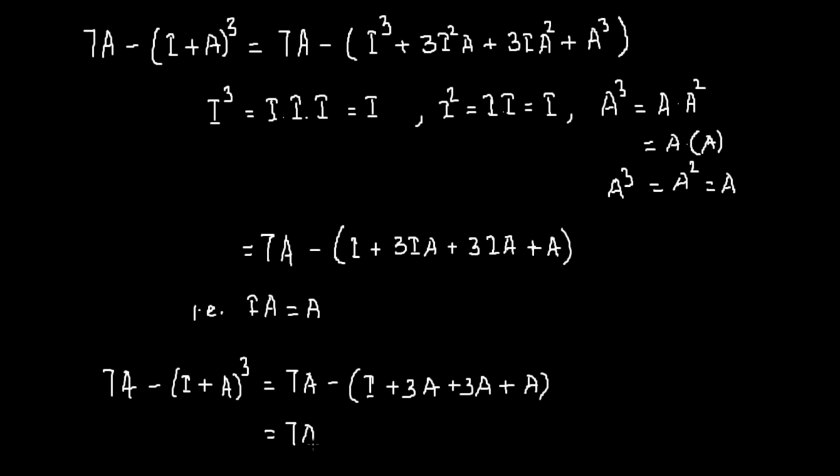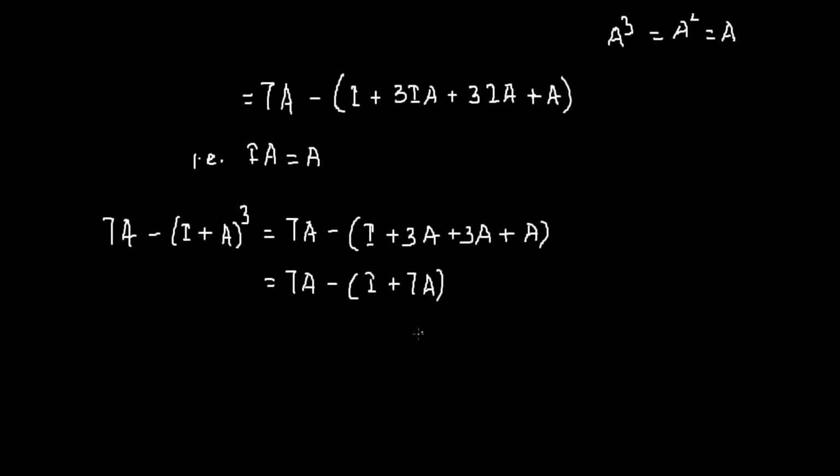Then we combine all the like terms within the parentheses, so that should give us I plus 7A. Then we open up the brackets, that should give us 7A minus I minus 7 of A. So 7A and negative 7A are additive inverses of each other, so that leaves us with only negative I. So this is the simplified form of 7A minus of I plus A whole cubed. That's it.